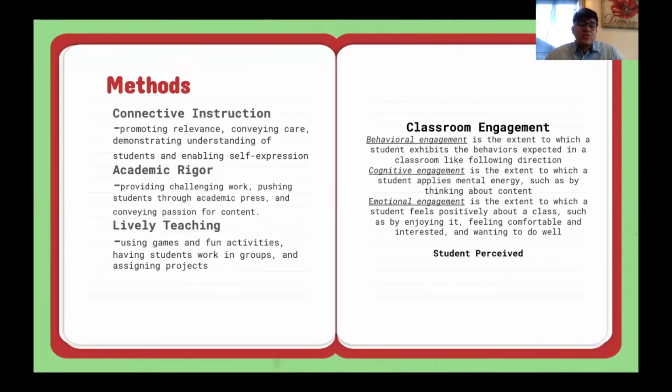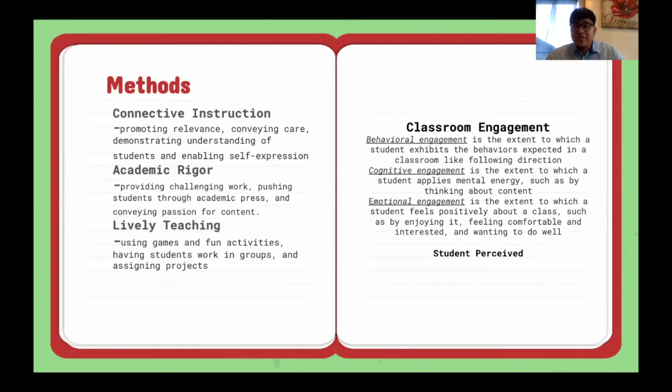So the first one is connective instruction, right? So that's trying to promote relevance, trying to connect your lessons to students, enabling care and self-expression. Then we have academic rigor, which is providing challenging work, showing that you have a passion for the content, pushing students. And then we have lively teaching, which is a lot about using games, fun activities, having students work in groups and projects. And then classroom engagement for the study was under 3 different categories.